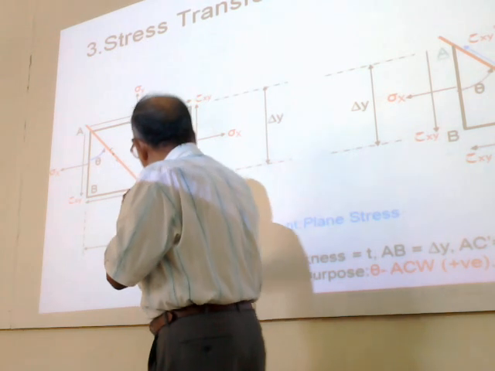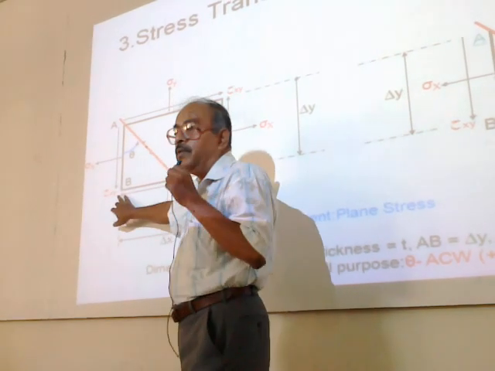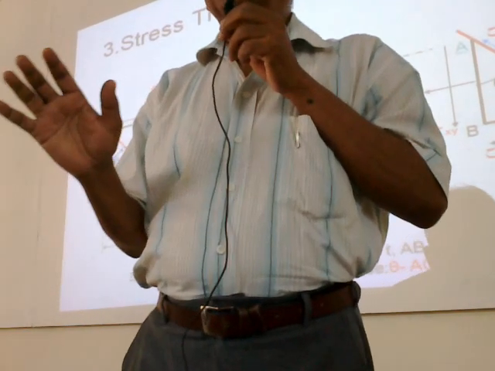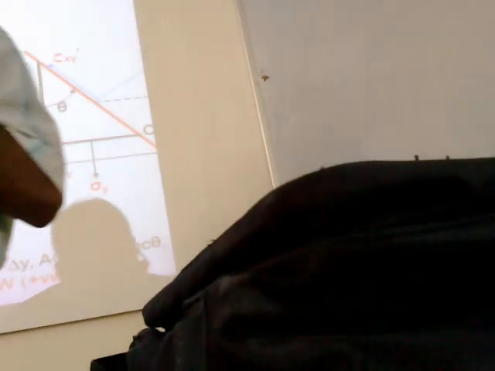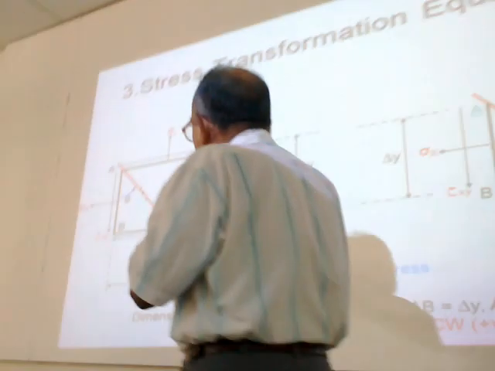These three quantities, sigma x, sigma y and tau xy, we can determine. How we can determine them, we are not going to exercise now. At this moment, we say it is given to you, or we can determine it by experiments and many other methods.